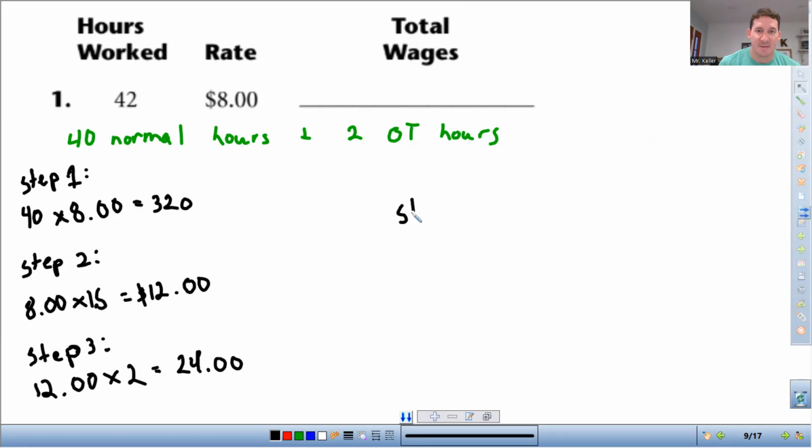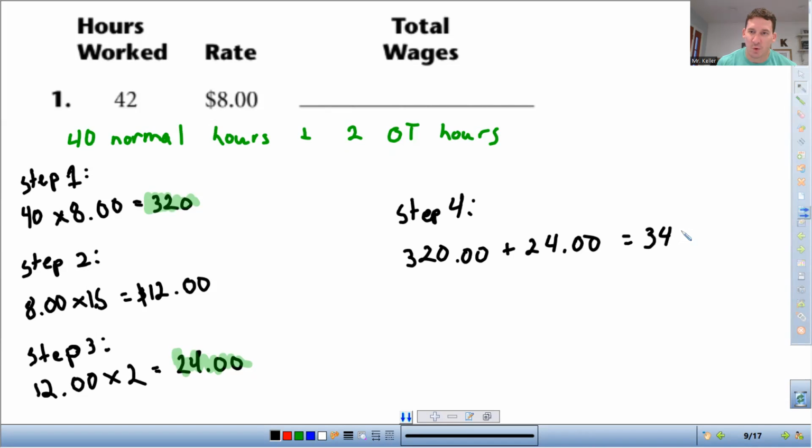And then last step, step 4, add the totals together. I'm going to take the straight time pay, the base pay, plus the overtime pay. So it's just going to be 320 plus 24, and that comes out to 344. So the total wage is $344. All right.